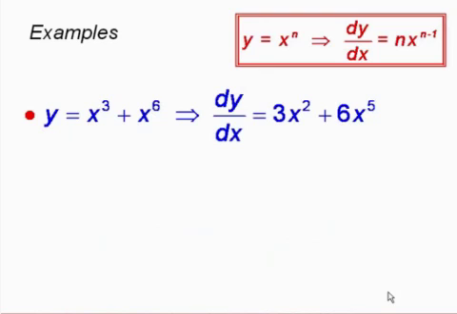Let's look at another example. Here we have two functions, y equals x cubed plus x to the 6. When we differentiate them, we still differentiate them as though they were separate functions. In other words, x cubed becomes 3x squared, and x to the 6 becomes 6x to the 5, using the rule in the top right hand corner.